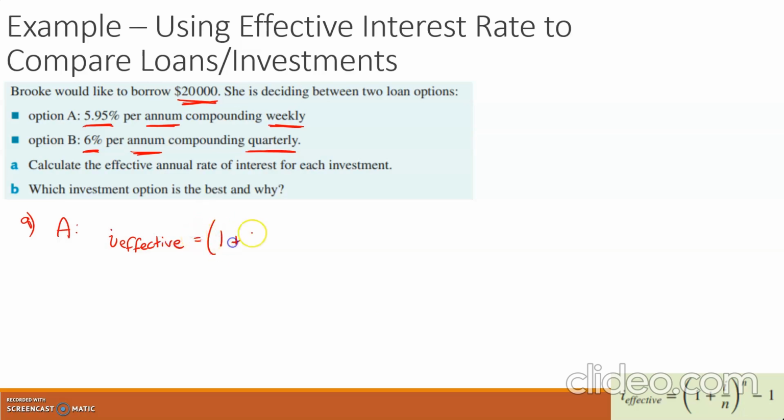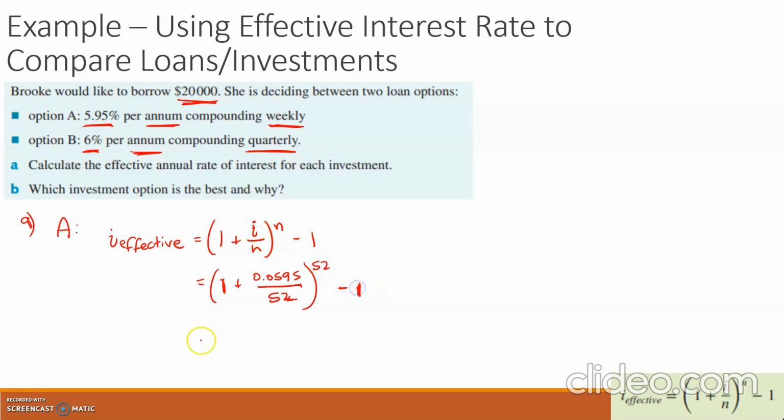It's 1 plus i over n, all to the power of n, minus 1. Now in this case, 1 stays the same. My interest rate is 5.95% turned into a decimal, so that's 0.0595. My number of compounding periods per year, it's weekly, so that's 52 weeks per year. The same number is the power as well, because n is on the bottom of that fraction and n is the power. And then I subtract 1 from that.